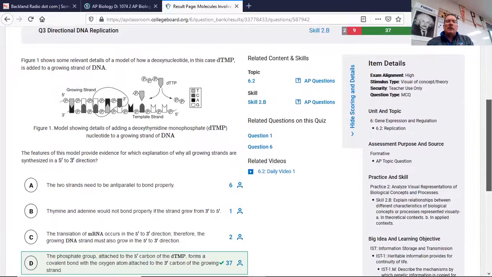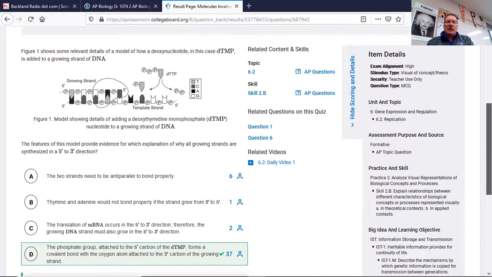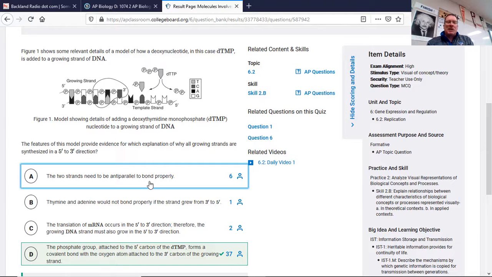What did we have here? Oh, yeah. This was the one about phosphate groups. Why are growing strands 5' to 3'? Because you need the 5' phosphate to match with the 3' hydroxyl oxygen. And why is that better? Two strands need to be anti-parallel to bond properly. This is how you bring in the nucleotides and create it. The anti-parallel is not about the backbone.